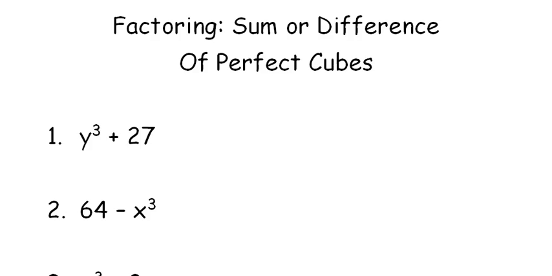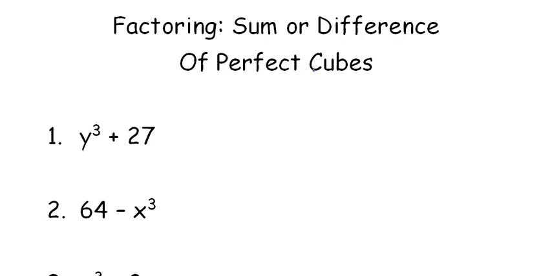Okay, in this lesson we are going to be talking about factoring the sum or difference of perfect cubes. So again, I want you to notice this can be sum or difference, meaning add or subtract. And perfect cubes are numbers that you get from multiplying a number by itself 3 times. So 2 times 2 times 2 is 8, and therefore 8 is a perfect cube.